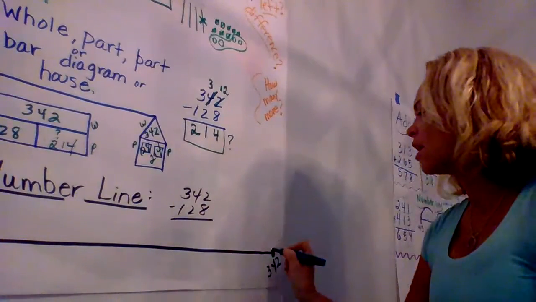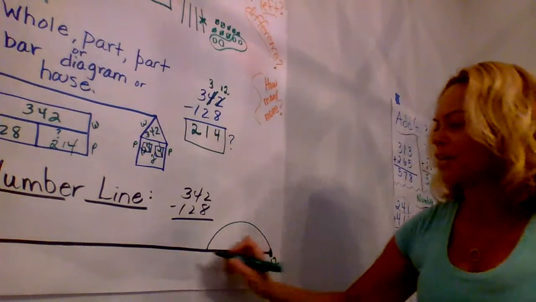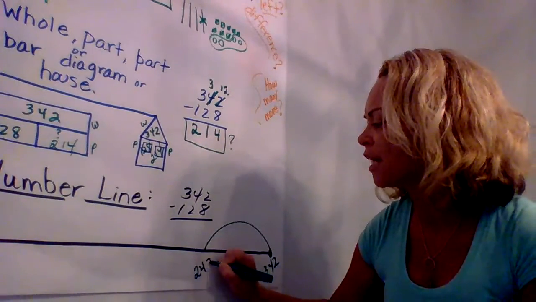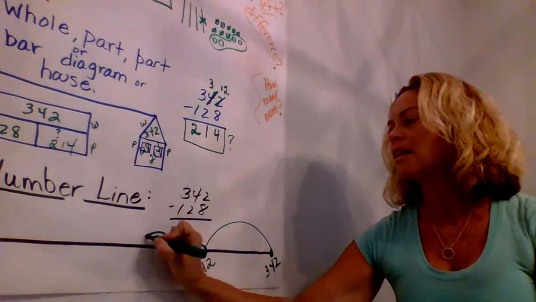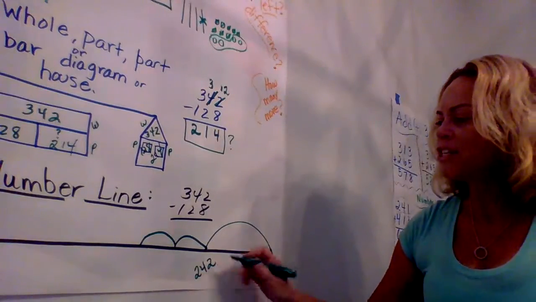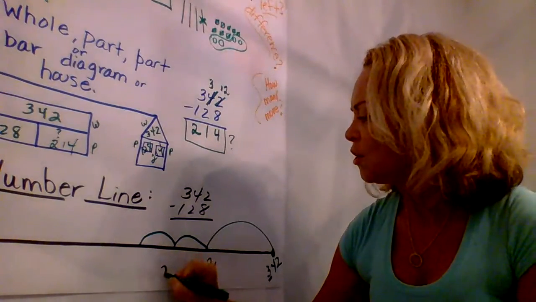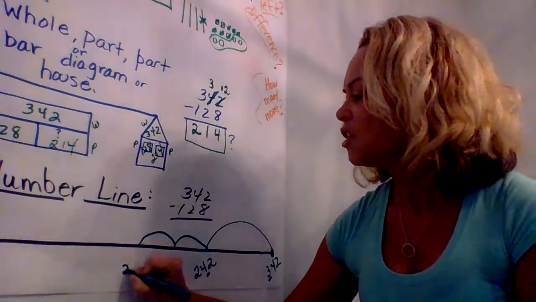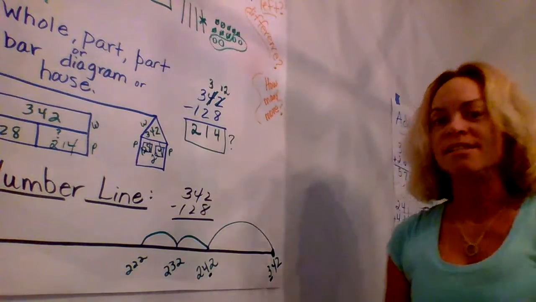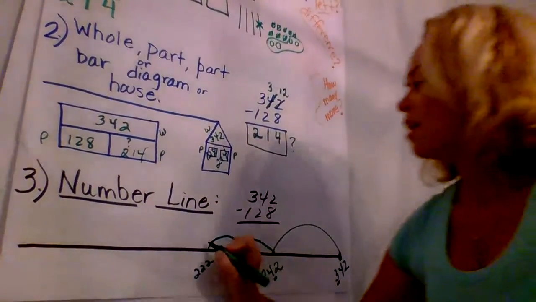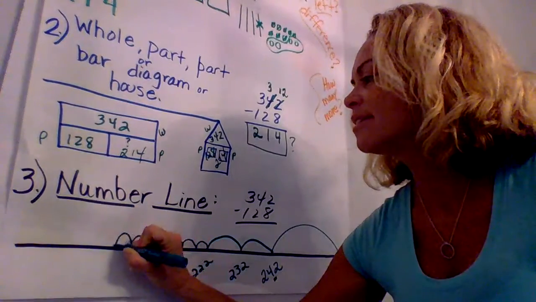So I'm going to go backwards. I'm going to hop 100. So 342 becomes 242. And now I'm going to take away 2 tens. 232, 222. And now I'm going to take away 8 ones. 1, 2, 3, 4, 5, 6, 7, 8.